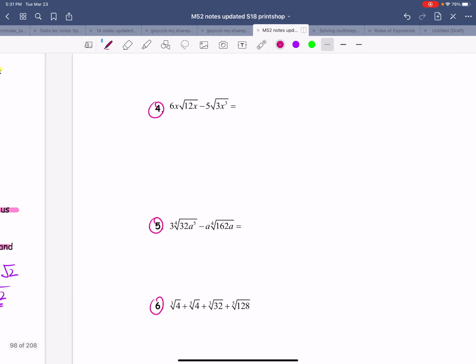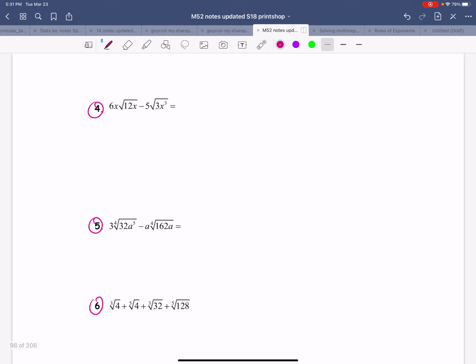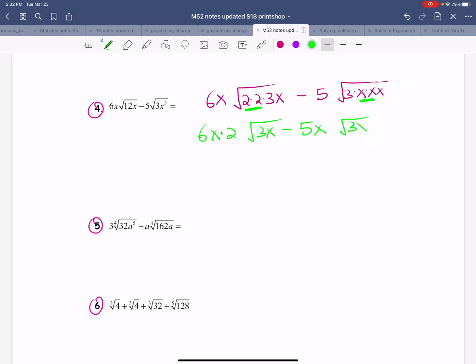Okay. Next example, 6x root 12x minus 5 root 3x to the third. My first goal is to simplify the radicals. So 12x can be written as 2 times 3 times x, minus 5, 3 times x times x times x. Now let's see what I can pull out from here. I can pull a 2 out from here. So 6x times 2, inside is 3x. And I can pull an x from here, 5x, and 3 and x is left inside.